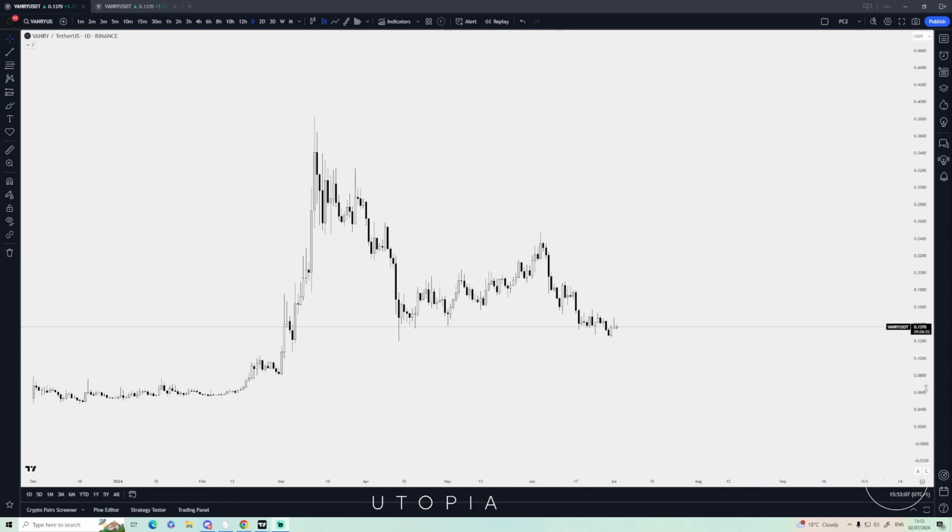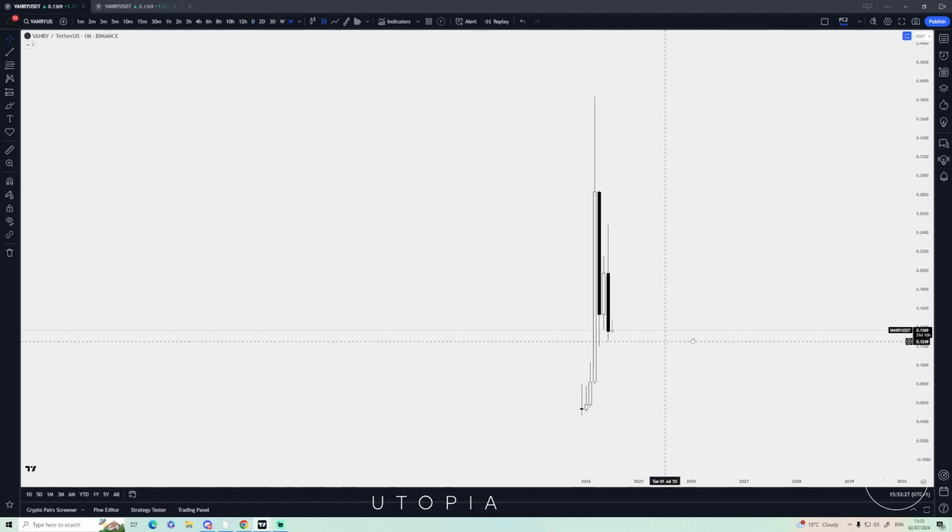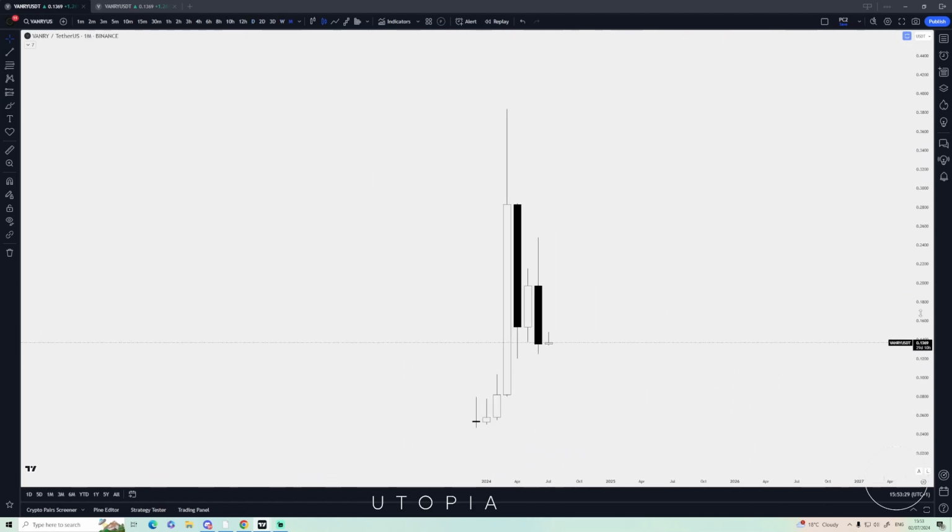This week's request was from a member in Utopia on VANRY, not a coin I am familiar with or have traded in the past, so it's always nice to move into these episodes with an open mindset and no prior trading history with a coin like this. So we're going to start on the higher time frame and work our way down.